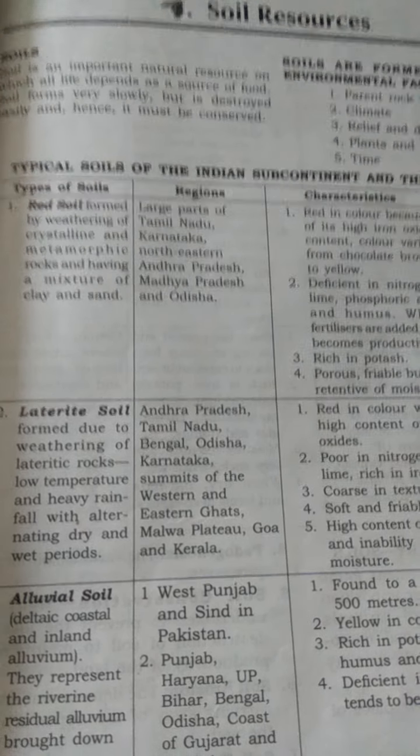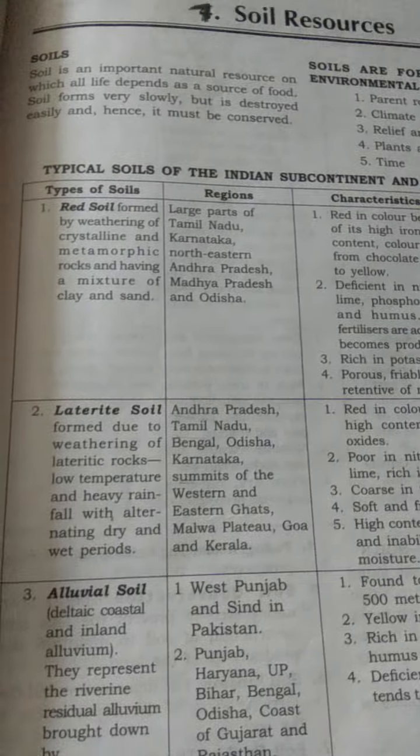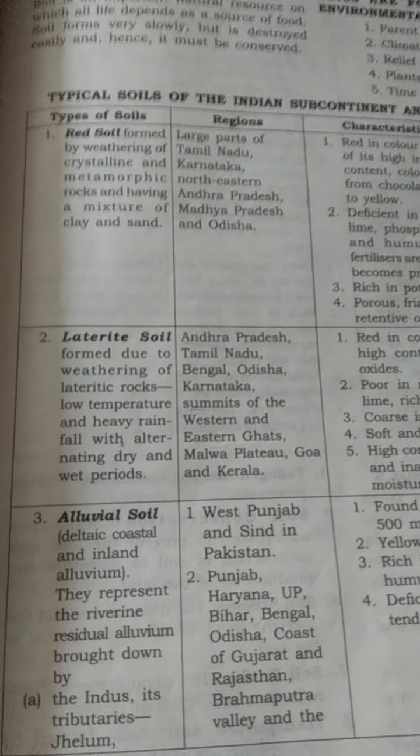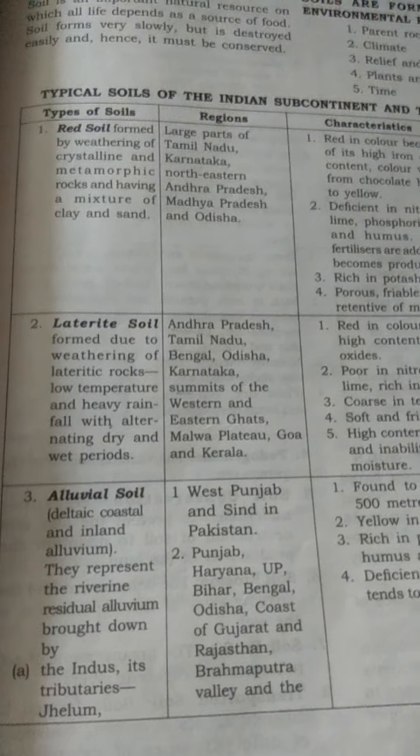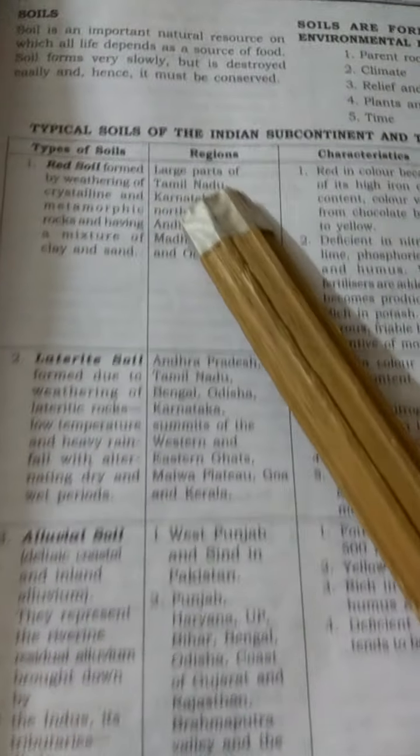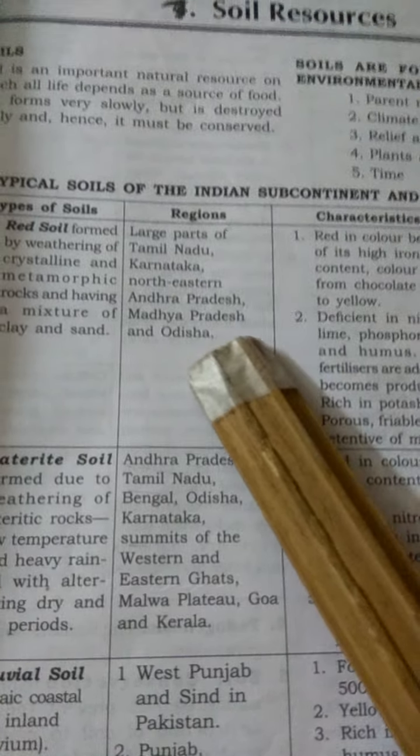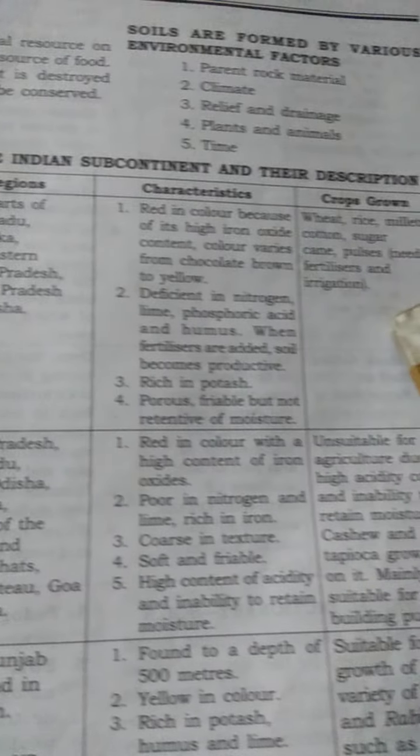Hello children, this is the continuous video for lesson 7, soil resources. Here is one of the tables. In this it is given about soil: which type of soil, which region it is found in our country, its characteristics, features, and which types of crops are grown.